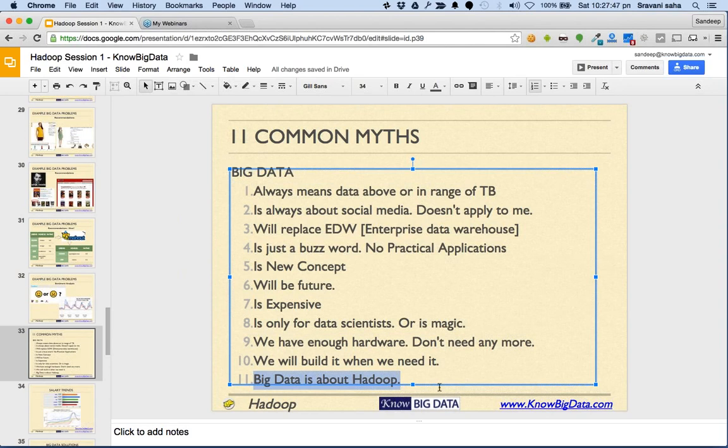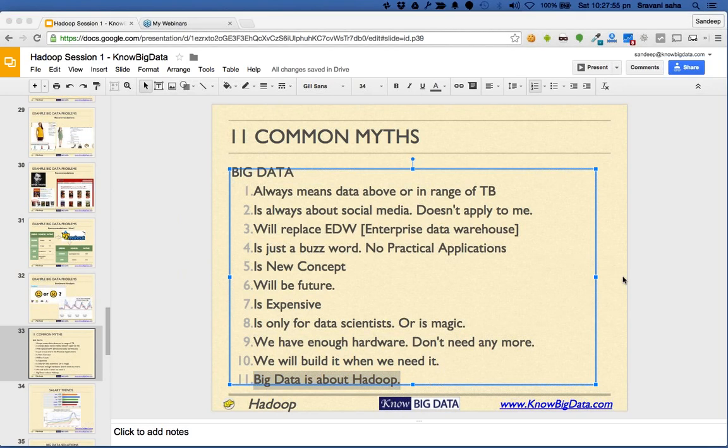All right. Big data is about Hadoop. No, Hadoop is just one solution. There are many other systems also. It just so happens that Hadoop is the most complete solution.